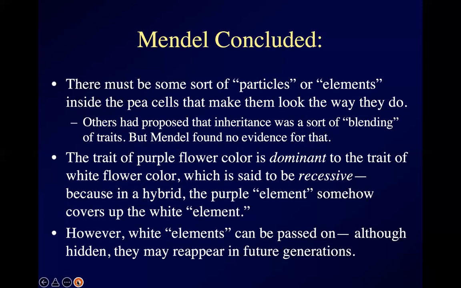Now, when Mendel crossed a purple-flowered parent and a white-flowered parent, all of the offspring were purple. But then in their offspring, the white flower color showed back up. So we say that the trait of purple flower color is dominant to the trait of white flower color. And the opposite, white flower color is recessive to purple flower color.